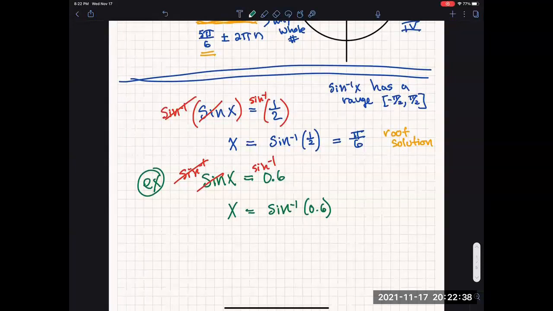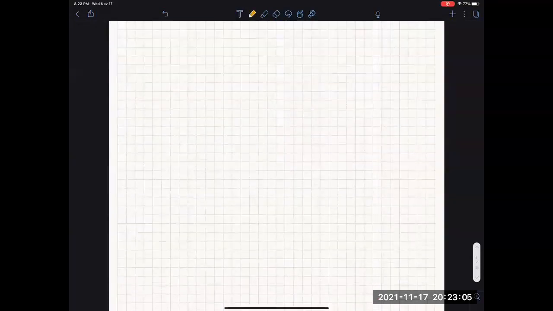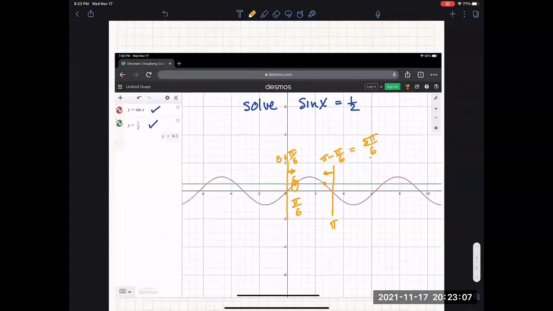There is a solution. Like if I have square root of 7, that's a solution. Maybe I don't know that exact approximate decimal to 6 places, but I could type square root of 7 on a calculator, and I'll get a solution. I can type sine inverse of 0.6 on a calculator, and it'll give me a solution to whatever decimal accuracy I want. But as we were just saying, this is one solution. So this is like a root solution.